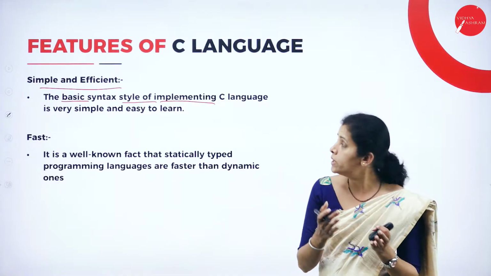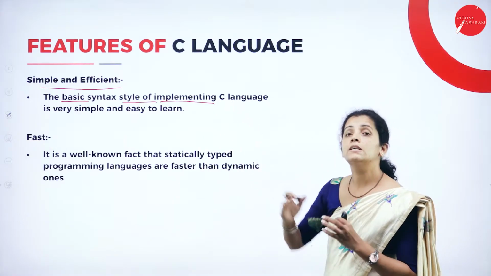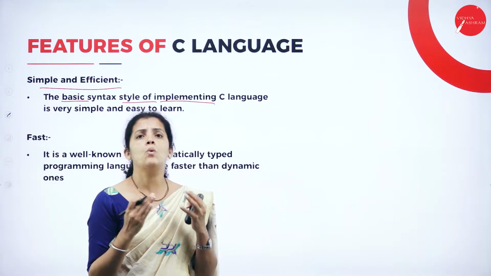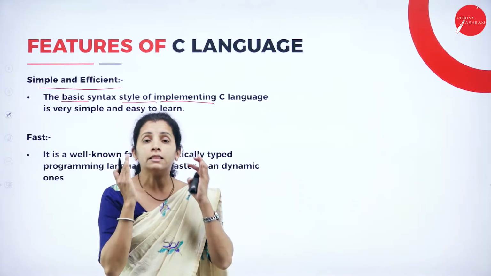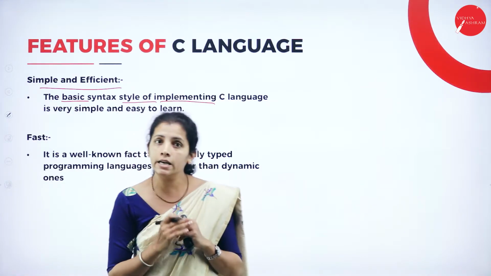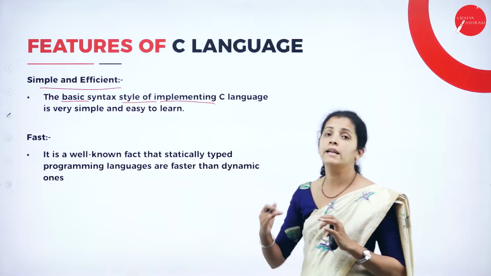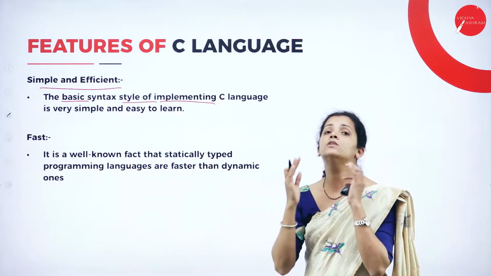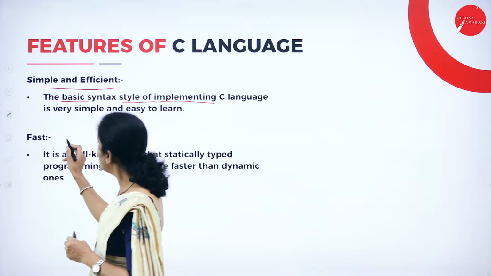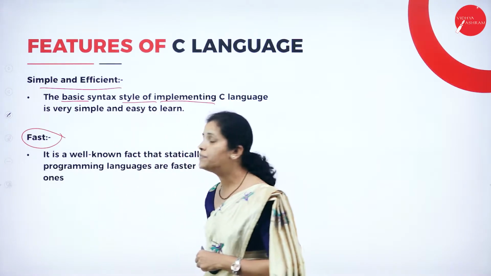So dear student, as I discussed, the C programming language is an example of a high level programming language. So what is this high level language? That is nothing but most of the statements look like English statements. So it's very easy to understand, it's very easy to learn, and it's very easy to implement. And I'm going to have another feature called fast. So what is this fast?